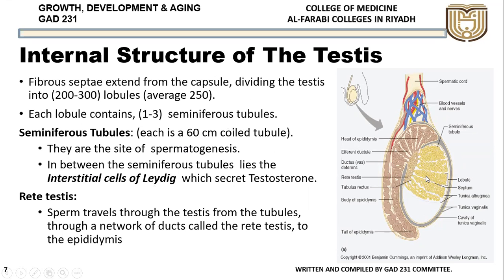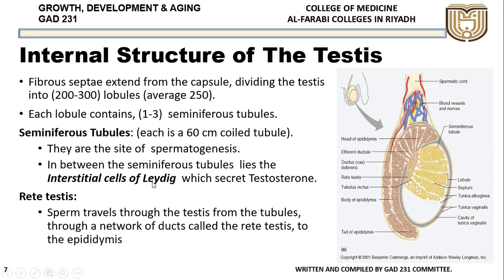You might have studied the histology part already, where you see sections of the seminiferous tubules, and you can see the different stages of spermatogenesis. So these seminiferous tubules are the site of spermatogenesis. In between the seminiferous tubules lie the interstitial cells of Leydig. In between these seminiferous tubules, there are small cells. These are called interstitial cells, or the interstitial cells of Leydig. Leydig is the scientist who found it.